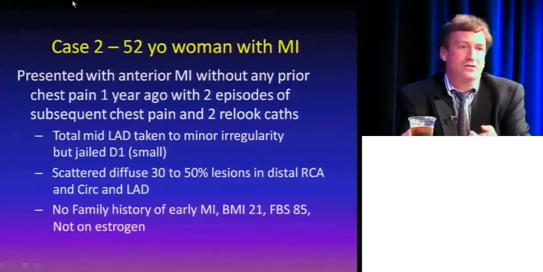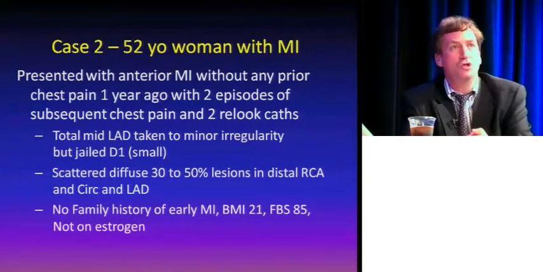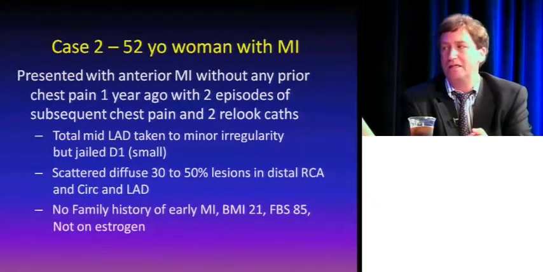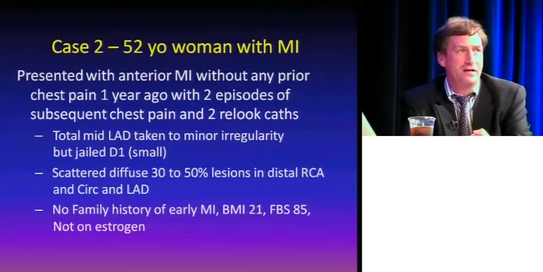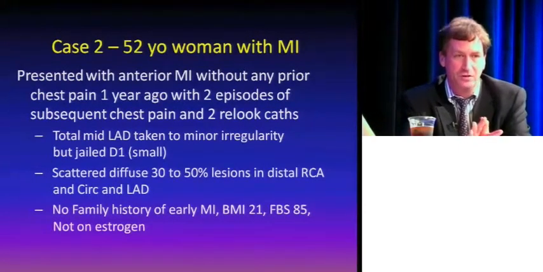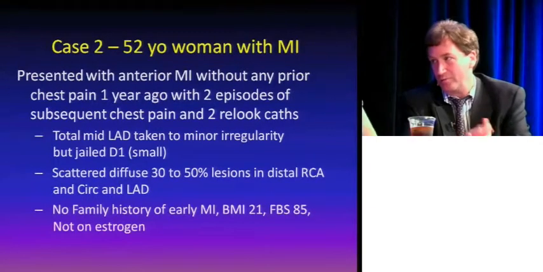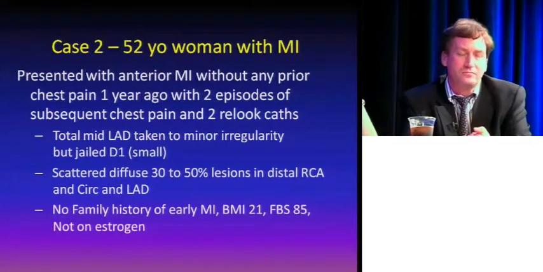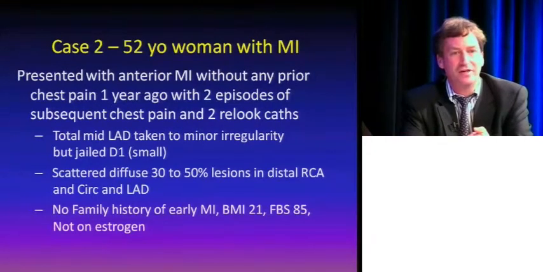Next case. I have a 52-year-old woman who had an MI, an anterior MI, with no prior chest pain a year ago. She had 2 subsequent episodes of chest pain and 2 subsequent caths, which she didn't like. She had a total mid-LAD occlusion taken down to a minor irregularity with the first episode, and a stent was placed. She did jail a D1, which was probably the cause of her second and third episodes of chest pain. She had scattered diffuse lesions, no family history, nothing else.